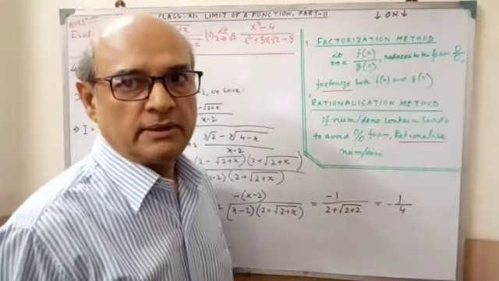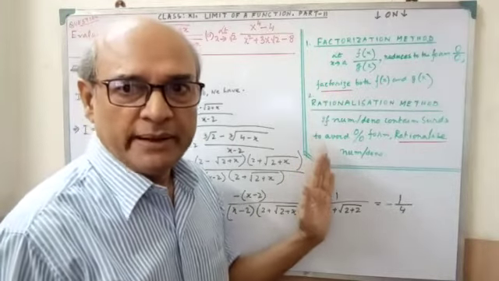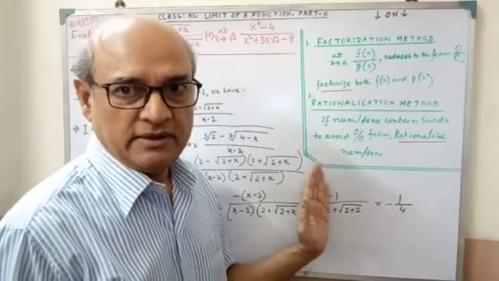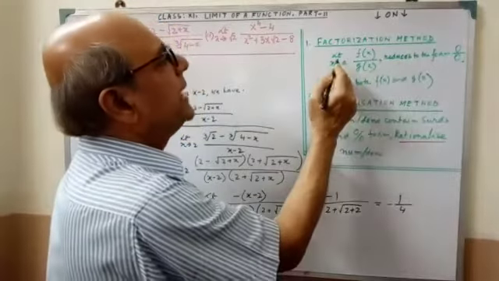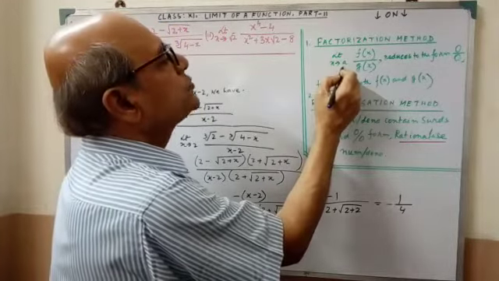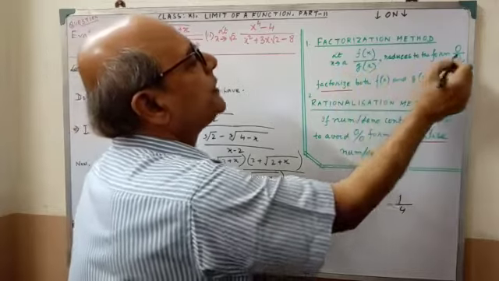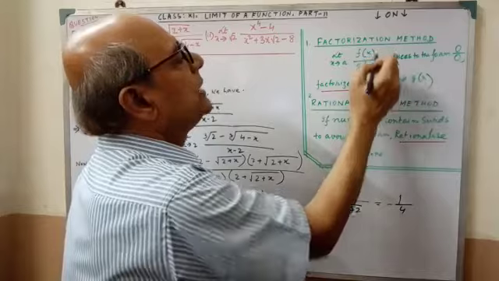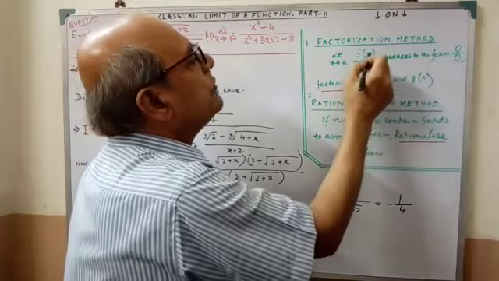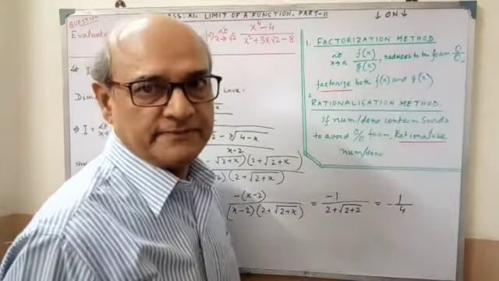Factorization method. Here in gist form the method is explained. Please follow attentively. Factorization method, that is limit x tends to a, f(x) divided by g(x). You have to reduce the 0 by 0 form. Then both the numerator and denominator you have to factorize.